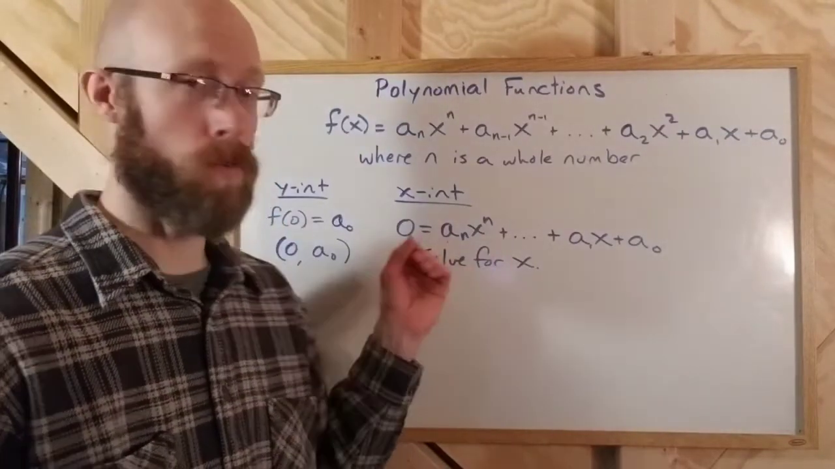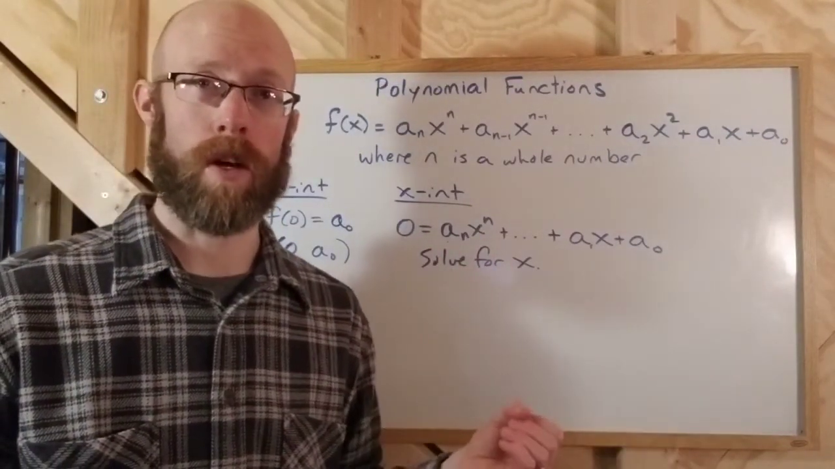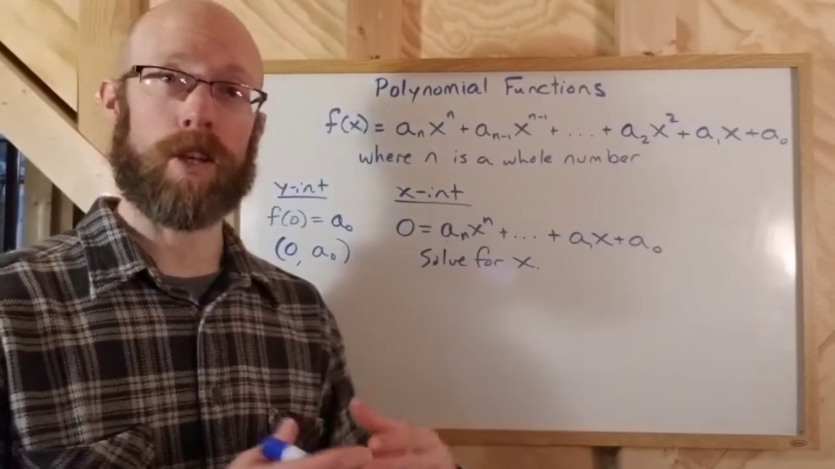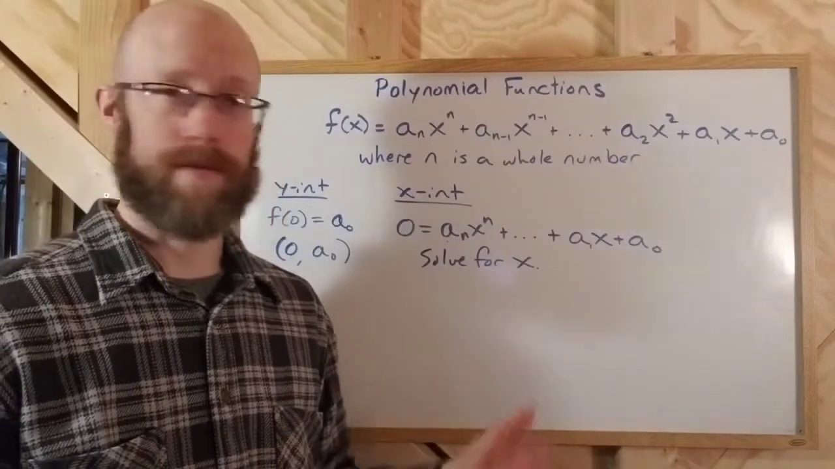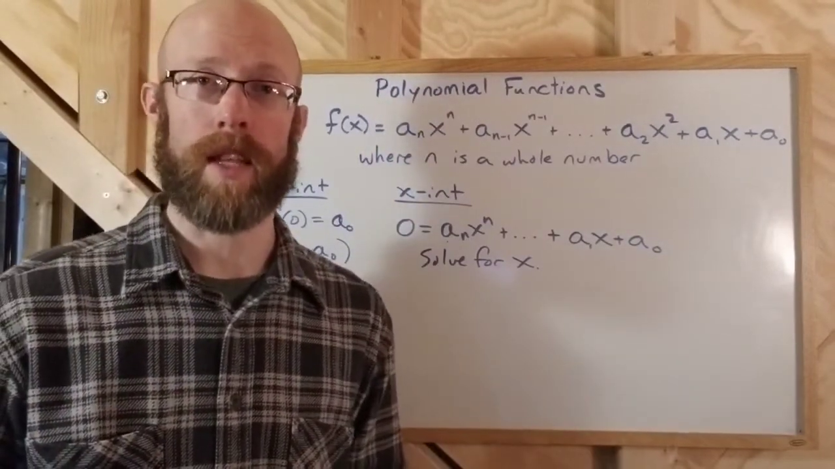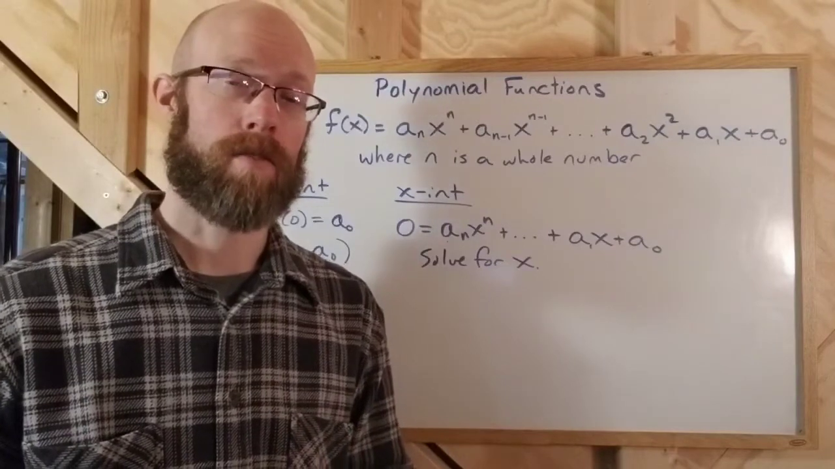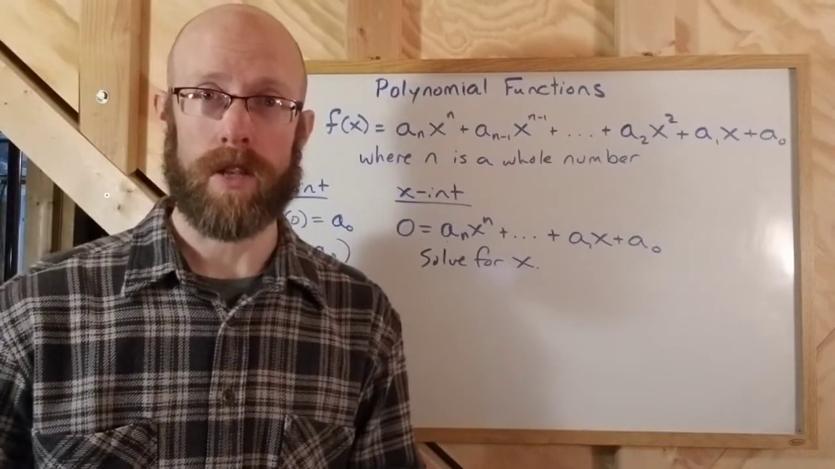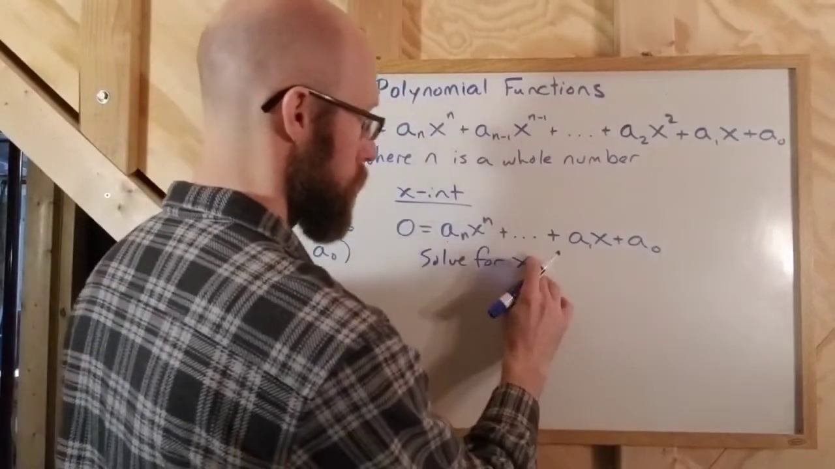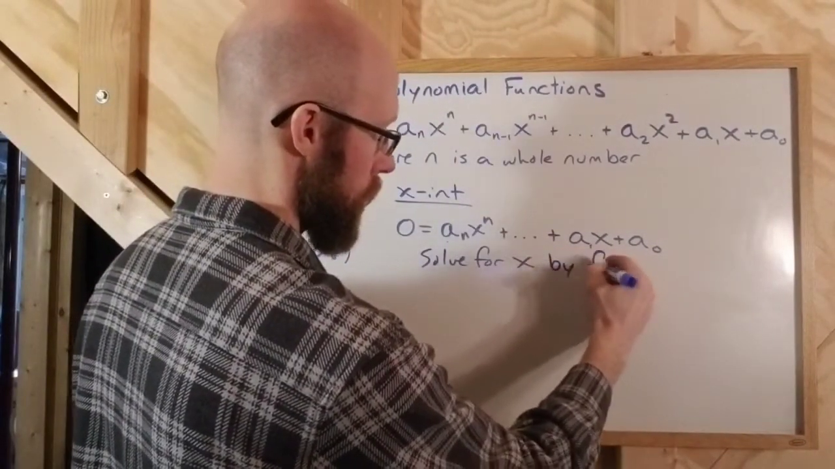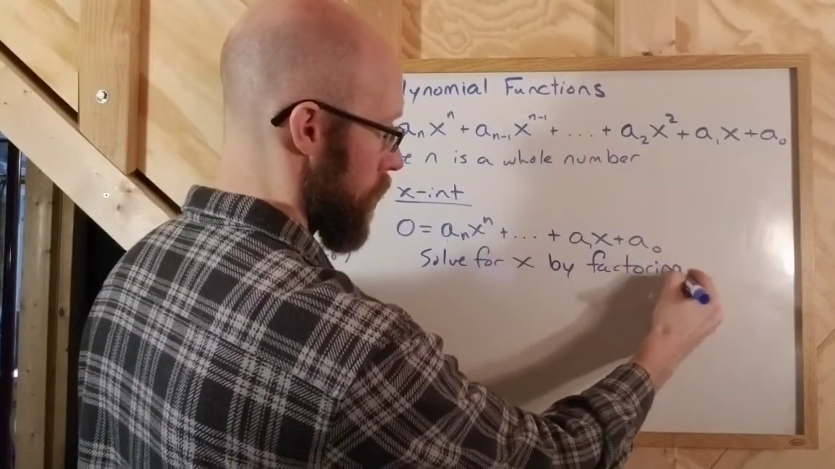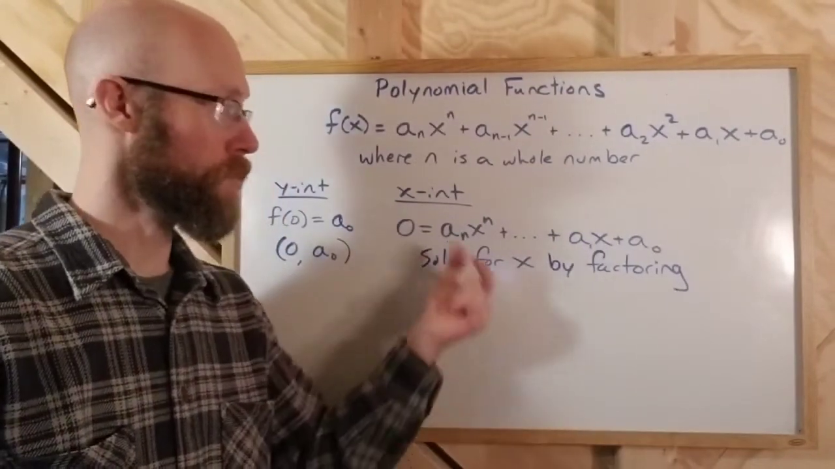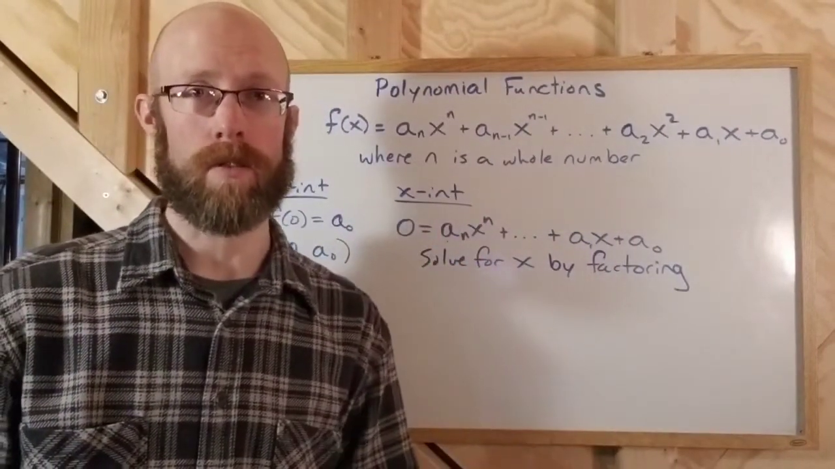Factoring is more general, because the quadratic formula only works for degree 2 polynomials. If we get to cubics and quartics and 27-degree polynomials, you need to be able to factor. Factoring is the only way to really solve these for x to find the x-intercepts. So typically we're going to solve by factoring. They're not always factorable, but if you can get them factored, that's the way we're going to solve them.